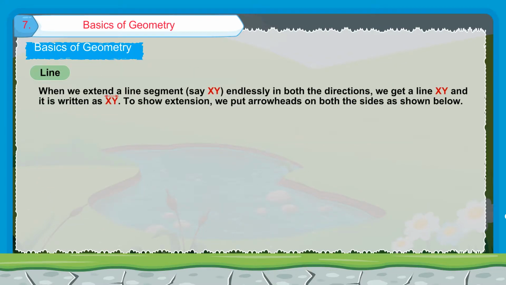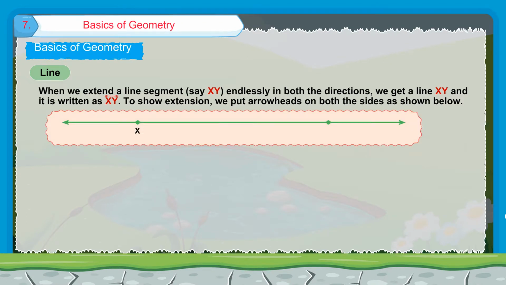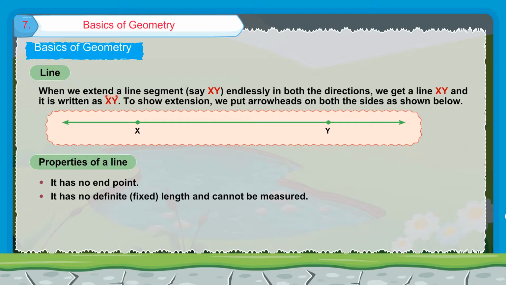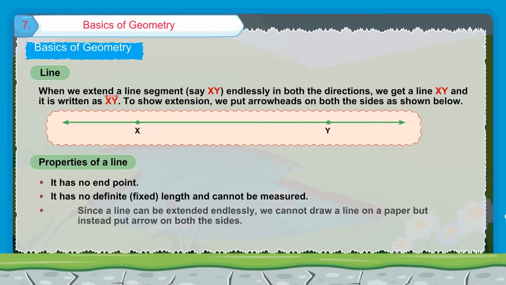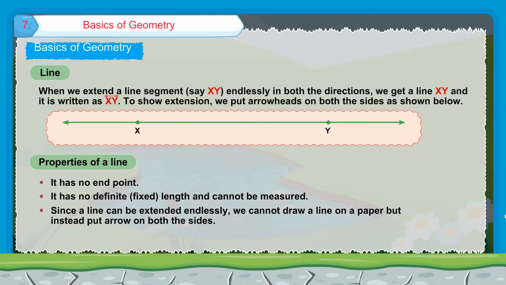Line. When we extend a line segment, say XY, endlessly in both directions, we get a line XY and it is written as XY. To show extension, we put arrowheads on both sides as shown below. X, Y. Properties of a line. It has no endpoint. It has no definite fixed length and cannot be measured. Since a line can be extended endlessly, we cannot draw a line on paper but instead put arrows on both sides.